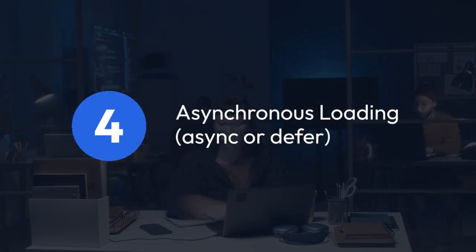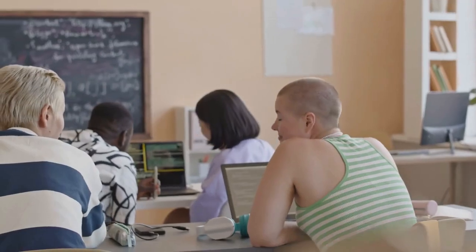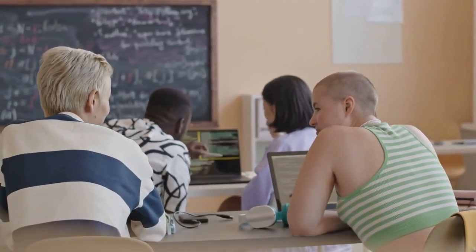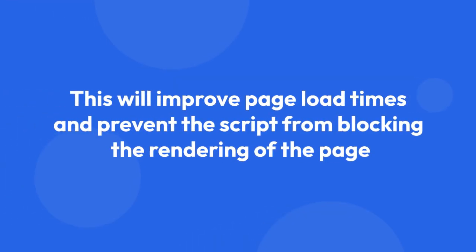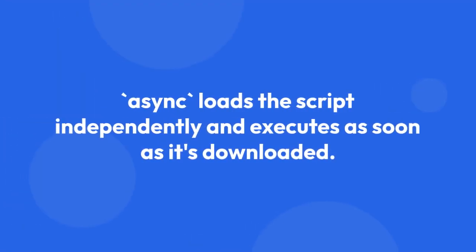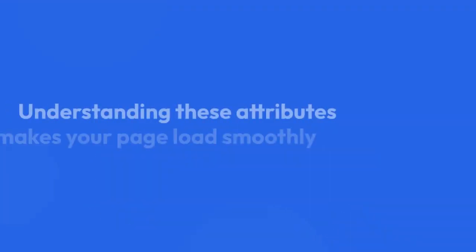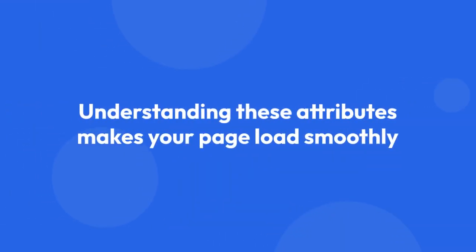4. Asynchronous loading, async or defer. If you're using external JavaScript files, consider adding either the async or defer attribute to your script tag. This will improve page load times and prevent the script from blocking the rendering of the page, potentially reducing the risk of the error. Async loads the script independently and executes as soon as it's downloaded. Defer loads the script independently, but executes only after the HTML has parsed. Understanding these attributes makes your page load smoothly and reduces the chance of this error.